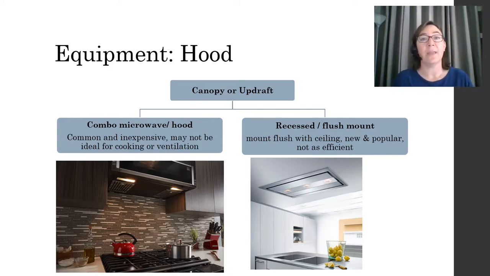Finally, in the updraft category is a fairly new option, and it's a recessed or flush mount hood. They are ceiling mounted, and they mount flush with the ceiling. So it's a smooth and integral look. They're new, they're popular, they're not necessarily as efficient because they are typically installed much higher over the cooking surface. So you can see one here, and you can see why it's very popular for a contemporary style kitchen. But it is mounted high up on the ceiling.